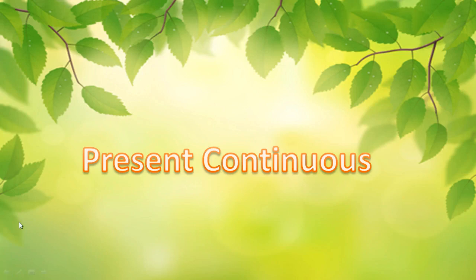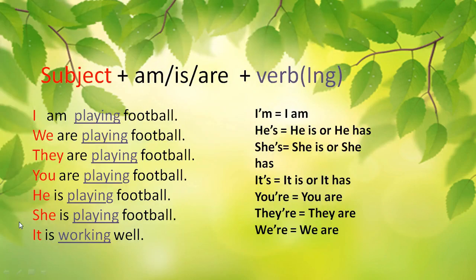The present continuous. What does it consist of? It consists of the subject: I, we, they, you, he, she, it, the pronouns, plus the verb to be: am, is, are, plus verb-ing. I am playing football. We are playing football. They are playing football. You are playing football. He is playing football. She is playing football.